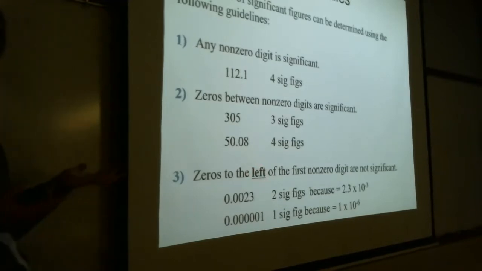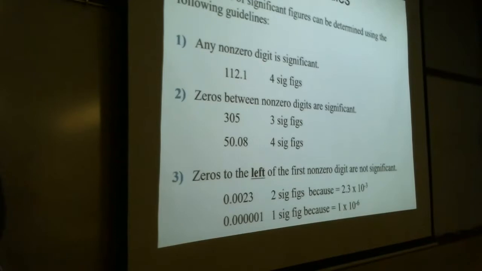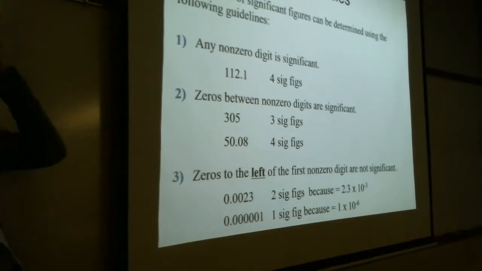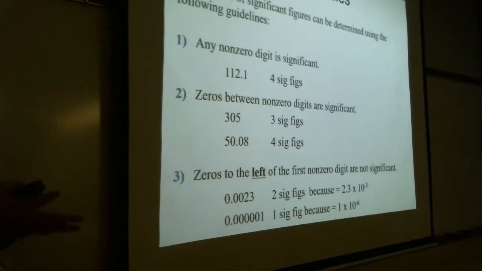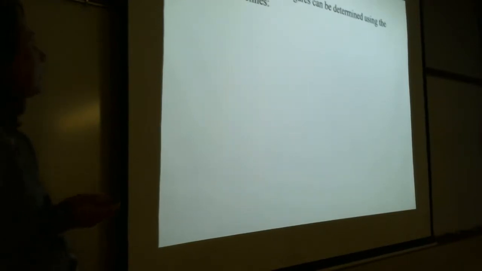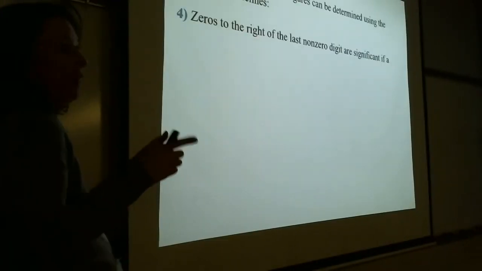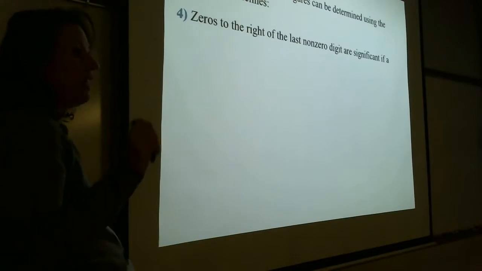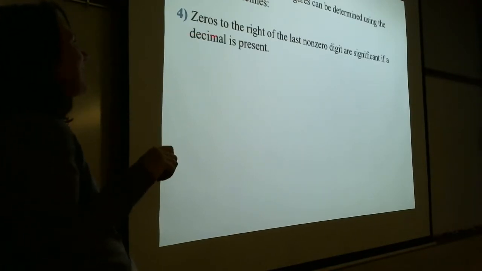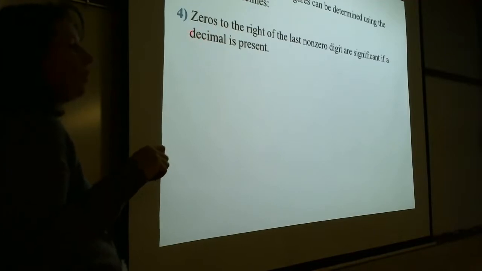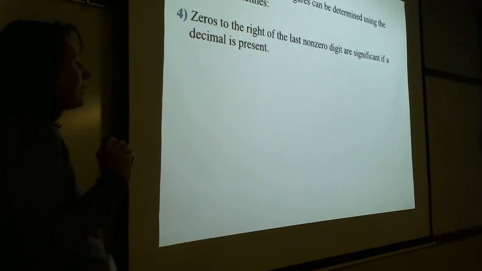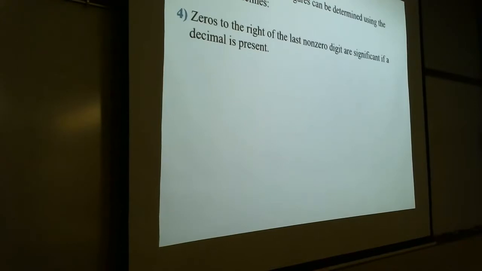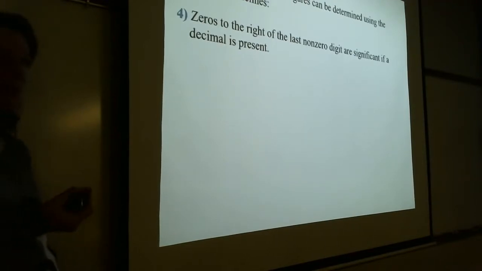So obviously if we're gonna talk about zeros to the left, we have to talk about zeros to the right. And they follow different rules. Zeros to the right, sometimes they're significant, sometimes they're not. So let's look at zeros to the right. Zeros to the right of a non-zero are significant if and only if a decimal is present. Only if there's a decimal. Okay, that decimal tells you whether or not a zero to the right is significant, because that decimal place tells you where the measuring stops and the approximating begins.